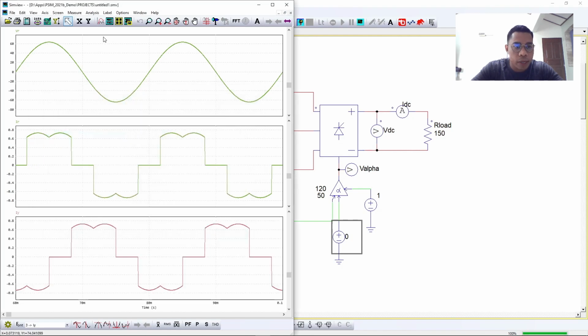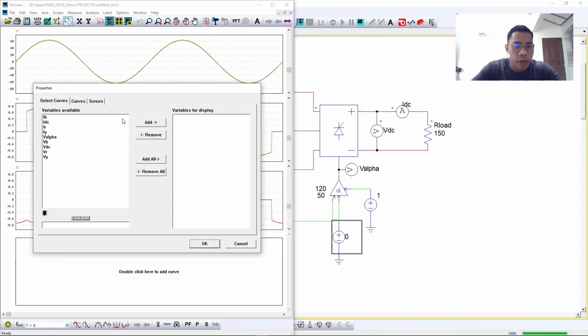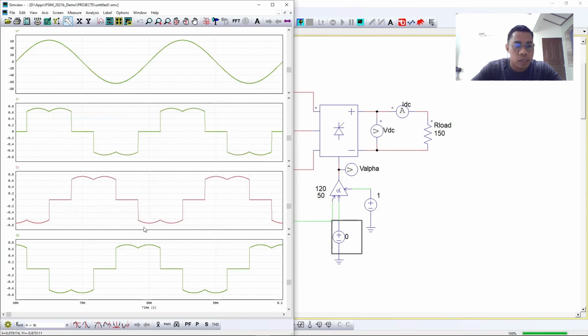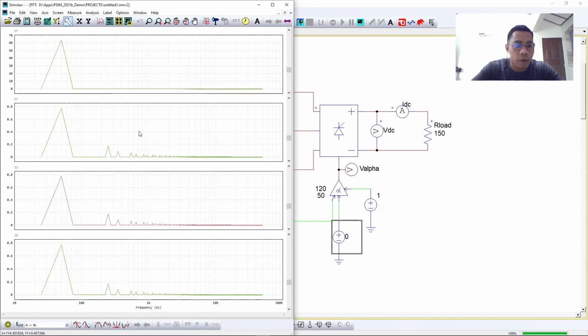Okay, this is the waveform for IR, and next is the waveform for IY. Okay, this is the waveform for IY, and then lastly, the waveform for IB. Okay, this is the waveform for IB. So these are all the waveforms. After that, we can create an FFT to find the waveform for FFT.